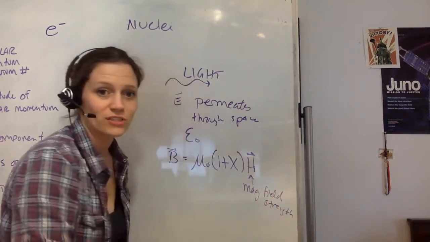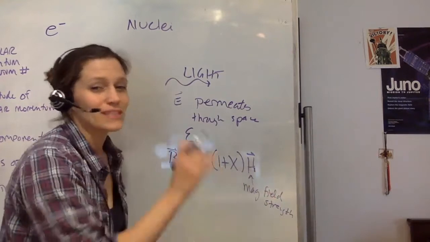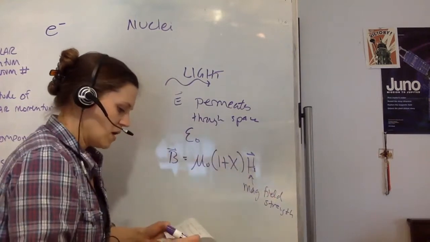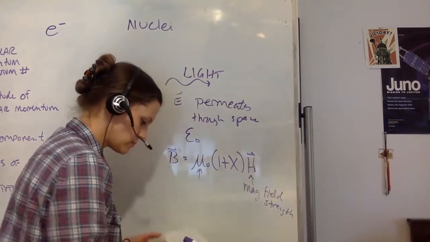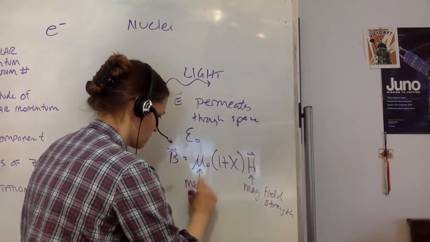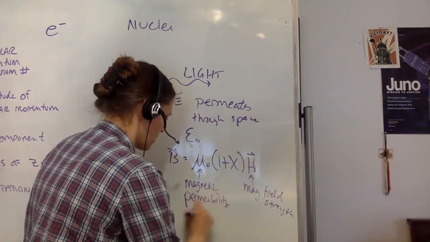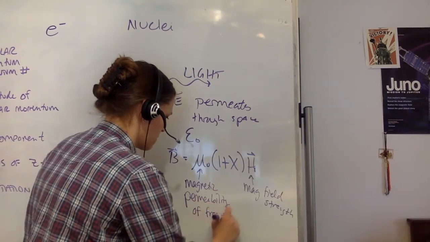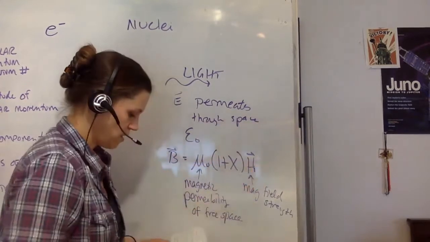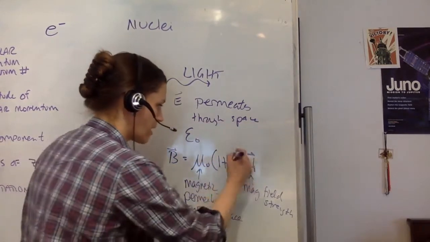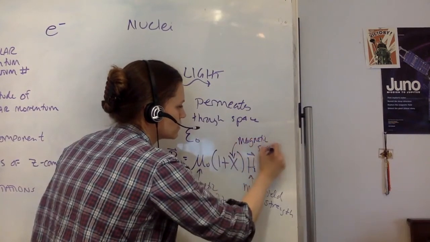This is like Maxwell's equations in like 5 seconds. And then, not really, this is a small introductory part, but whatever. So here you've got mu0, the magnetic permeability of free space. Basically, how well magnetic fields can permeate through vacuum. And then this here, chi, is called the magnetic susceptibility.